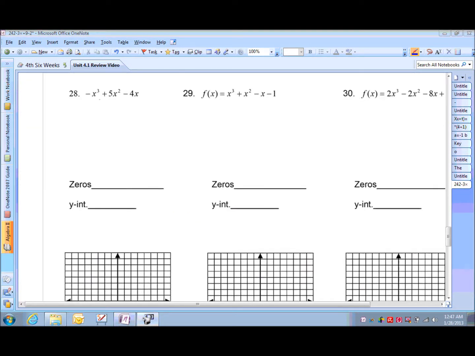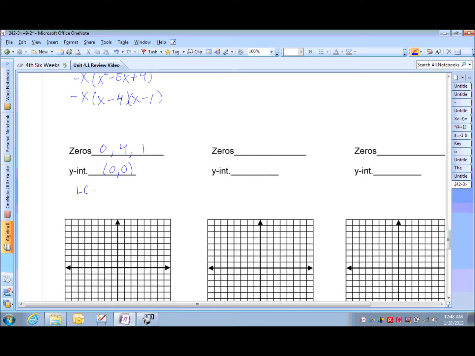Okay, in 28 we can pull out an x, so we're going to pull out, actually I'm going to pull out a negative x, which leaves you with x squared minus 5x plus 4. And negative x times that, and we come up with two numbers that multiply to 4 and add to negative 5, which is 4 and 1, and they both get negative signs. So our zeros in this case are 0, 4, and 1. And our y-intercept is going to be (0, 0) again.